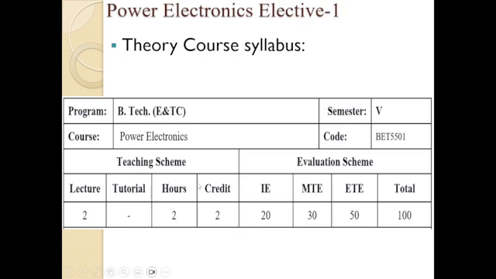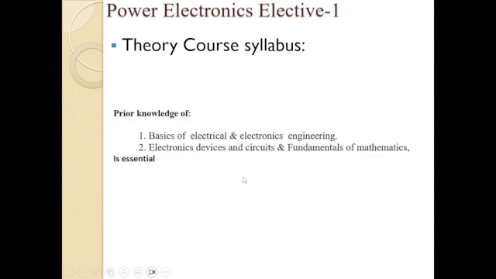Now let us talk about the syllabus quickly. Power Electronics Elective 1 has a theory course as well as a laboratory. In theory, you have a 2 credit course, 2 lectures per week, 20 marks for internal evaluation IE1, IE2, which will be activity based, then MT 30 marks, ET 50 marks, total 100 marks.